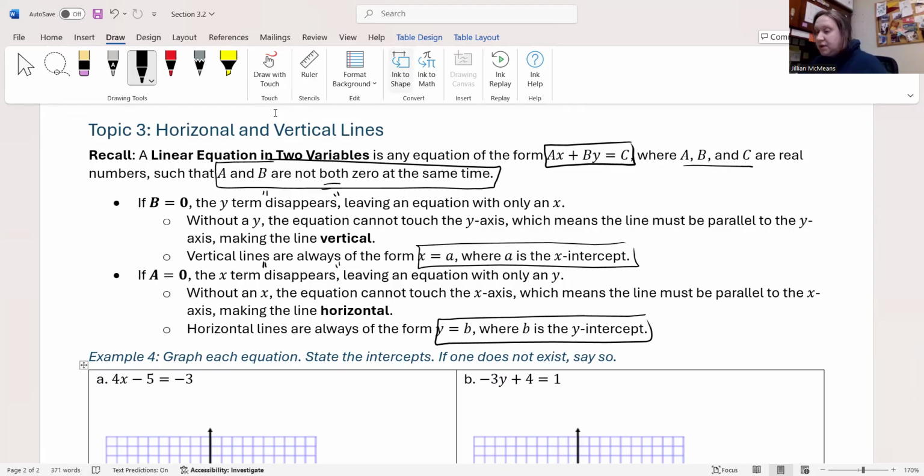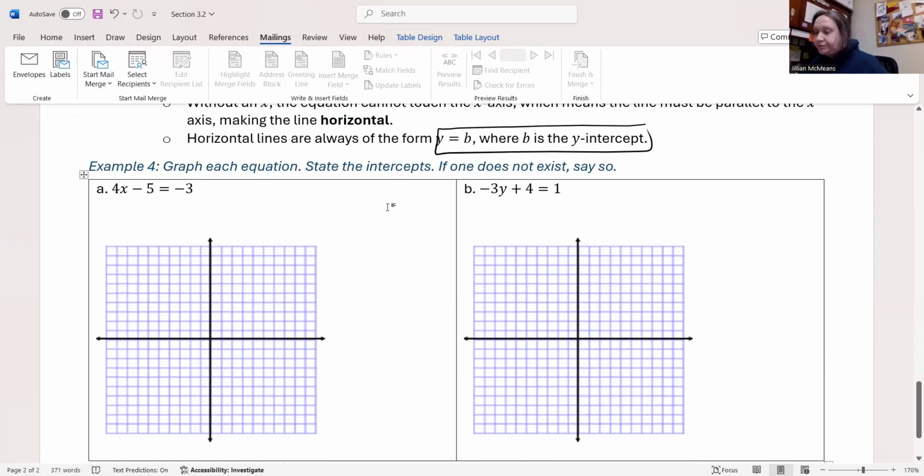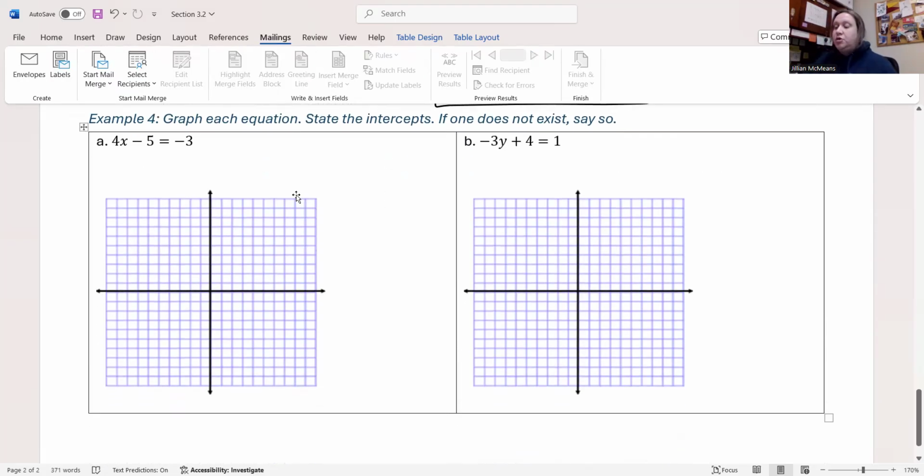All right, so let's look at example 4. Example 4 says graph each equation, state the intercepts. If one does not exist, say so. For part A, I have 4x minus 5 equals -3. I'm just moving it over here so I have room to work things out. I only have an x. I don't have a y. That means I can't touch the y-axis. I have to touch the x-axis. That makes this vertical.